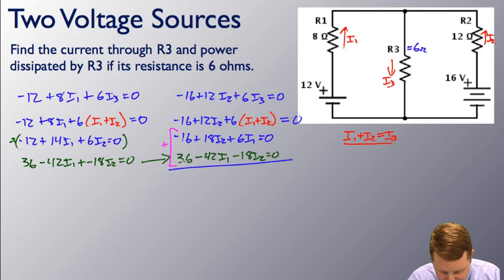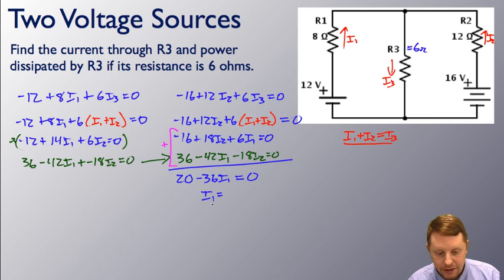So negative 16 plus 36, that's going to be positive 20. I've got minus 42 I1 plus 6 I1, so that'll be minus 36 I1. And 18 I2 and negative 18 I2, that's 0. And the right-hand side sums to 0. So effectively, I've eliminated I2. I can now solve this pretty easily. 20 equals 36 I1, or I1 equals 20 over 36, which in this case is going to be about 0.556 amps.